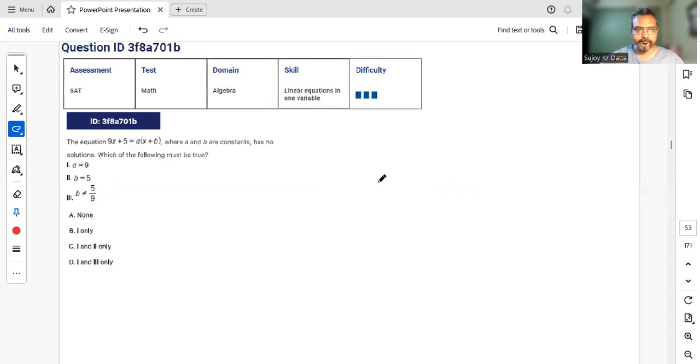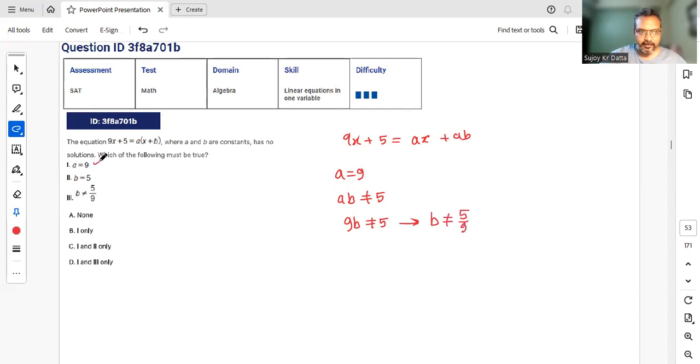Let's go to the next one. So we have this equation and it says that there are no solutions. As we know, for no solutions, the rule is the coefficients of the x terms must match, the constant terms must not. Because if the constants also match, then it becomes the same equation that would have infinitely many solutions. So we have a equals 9 and ab not equal to 5. But a is already 9, so 9b is not equal to 5, and hence b is not equal to 5 over 9. So a is 9 and b is not equal to 5 over 9. So 1 and 3, that's option D. All right, let's go to the next one.